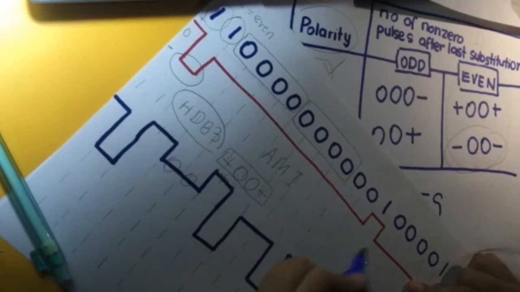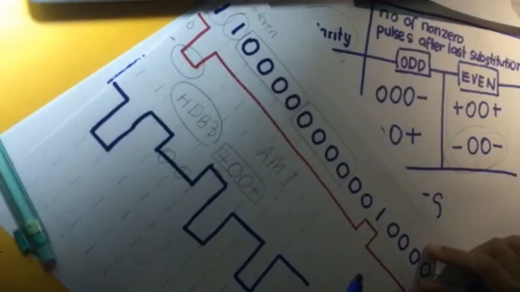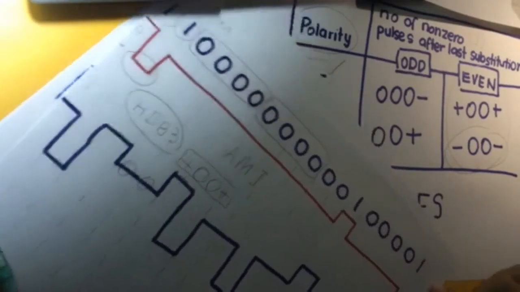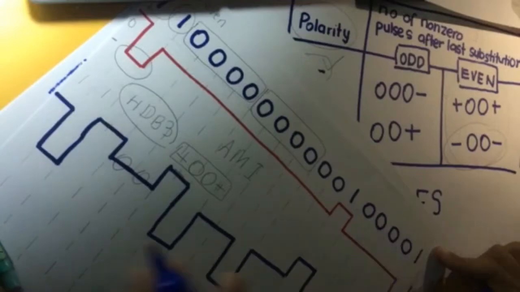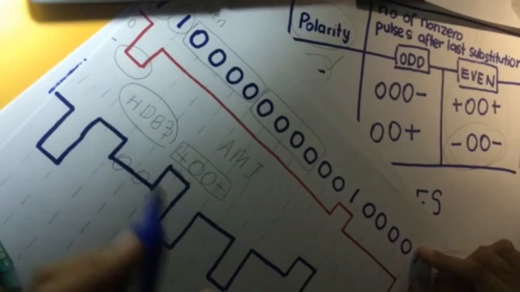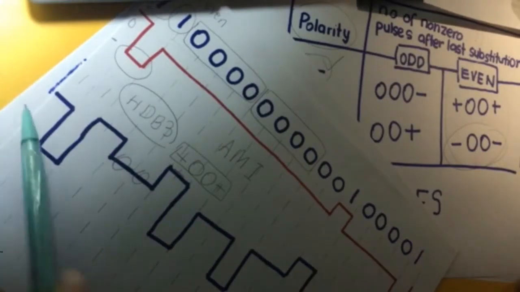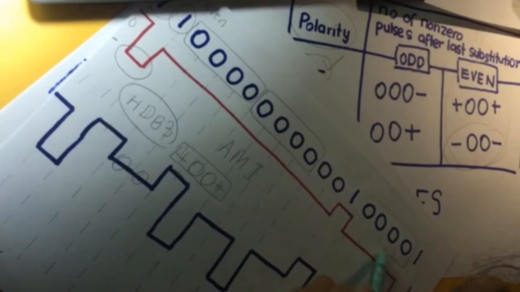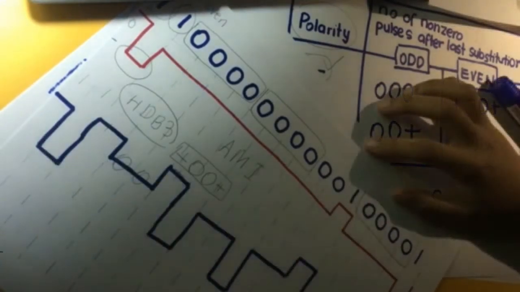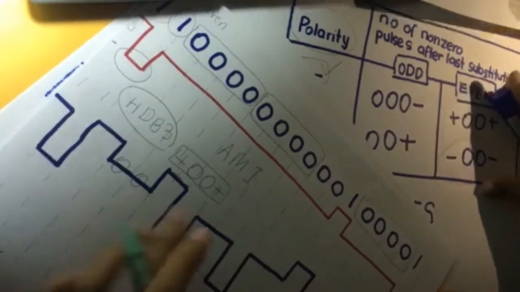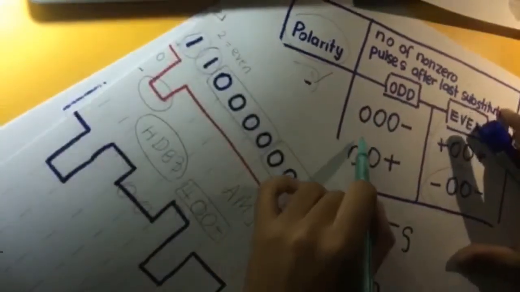0, 0, since there's only 2 consecutive 0s, no need to be scrambled. And 1. Oh, and we have another 4 consecutive 0s over here. So we're going to do the same as what we have done over here. There are 4 consecutive 0s, and we have to look at the polarity. Okay, since the last substitution, we have only 1 non-zero, which is an odd number of non-zero pulses over here.